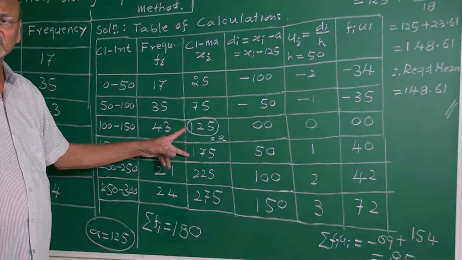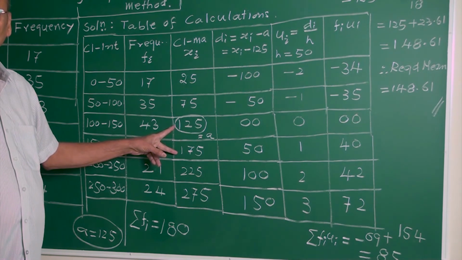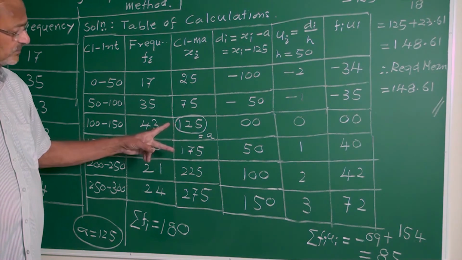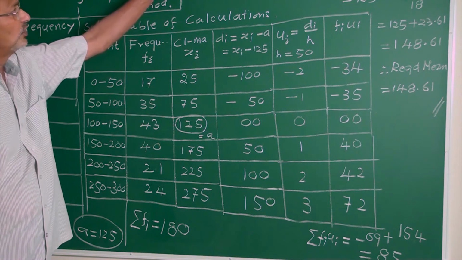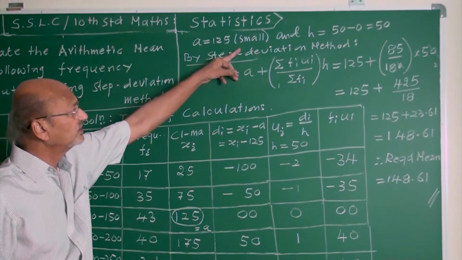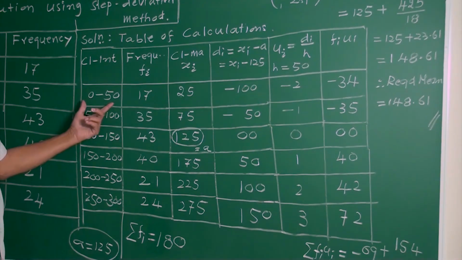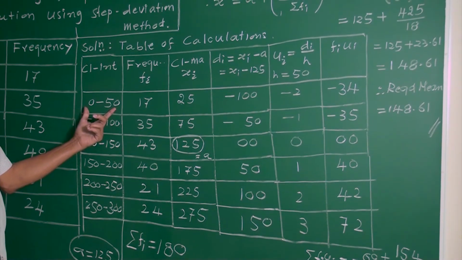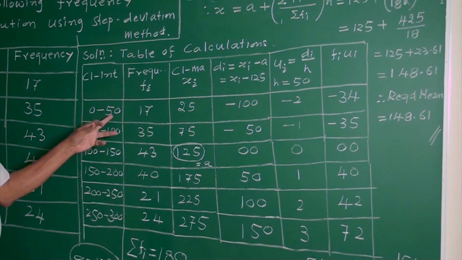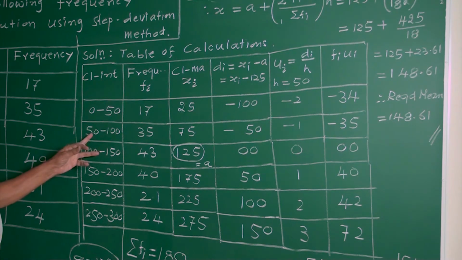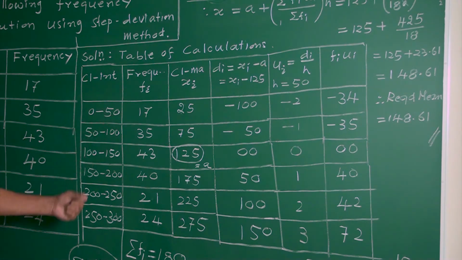But better is always, if there are two mid values, in that case, choose the smaller. Among the two, the smaller is 125. So, A is 125. I have written the small value. Then what is H, my friend? Class interval, upper minus lower, 50 minus 0 in this case. I explained, upper minus lower is 50.